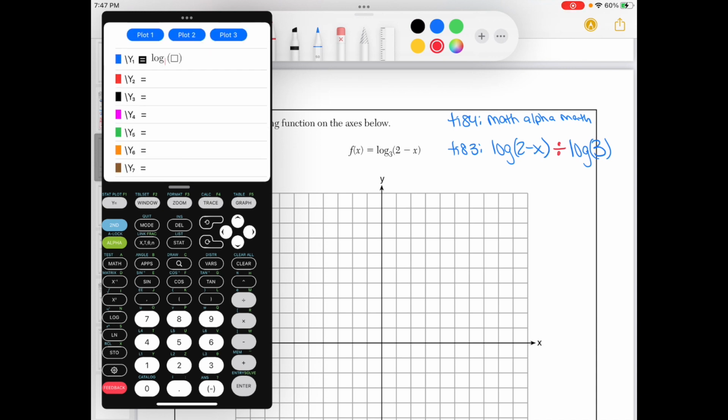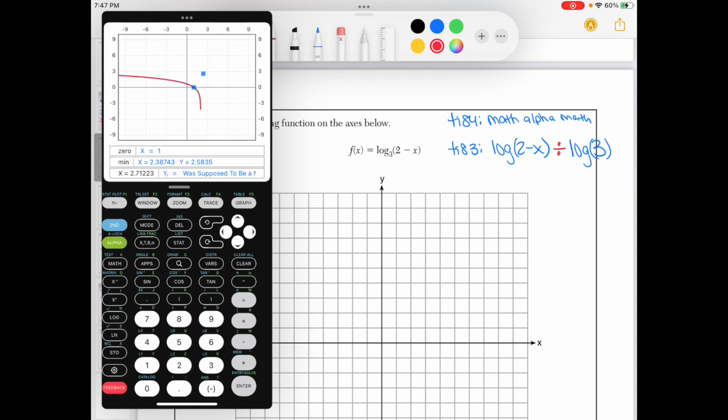Don't know if mine will let me. It will, thank goodness. So the 3 goes down there. And then 2 minus x, just so my 83 people can see. You're going to hit the log button of 2 minus x. But because it's base 3, you are then going to divide by the log of 3. So those are the two different ways to plug it in. Again, depending on your calculator, just make sure you have one of those. And then you can hit graph to see what it's supposed to look like.